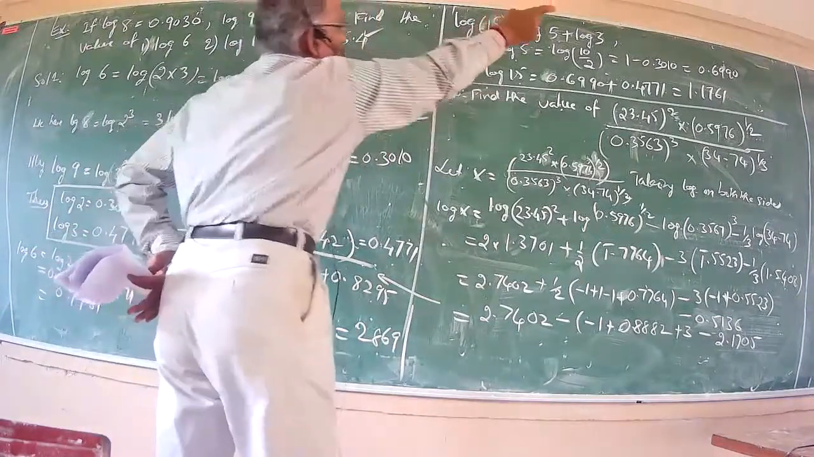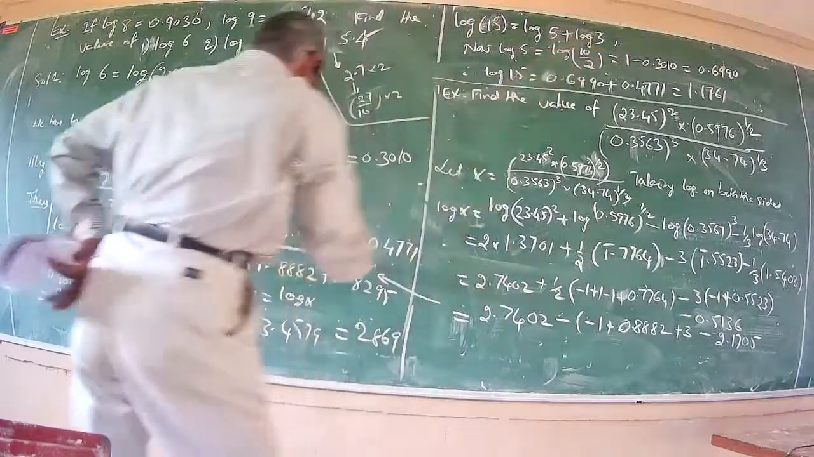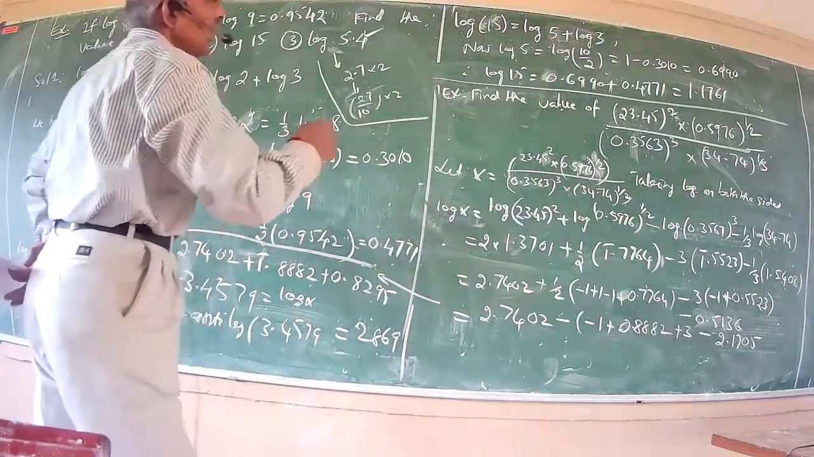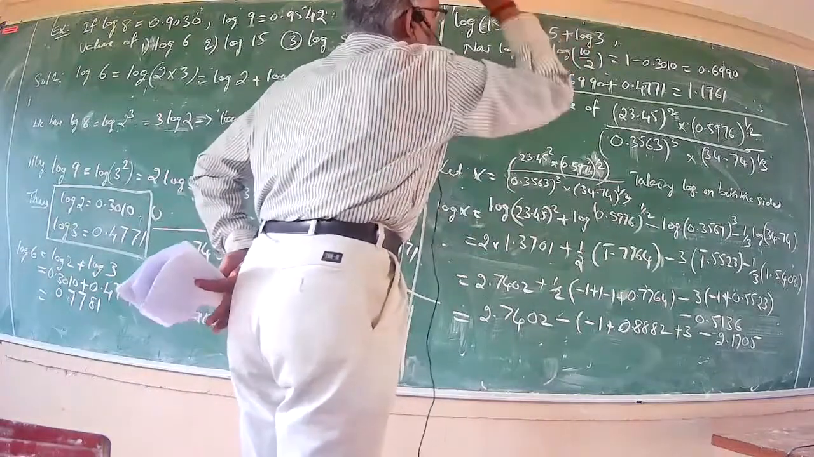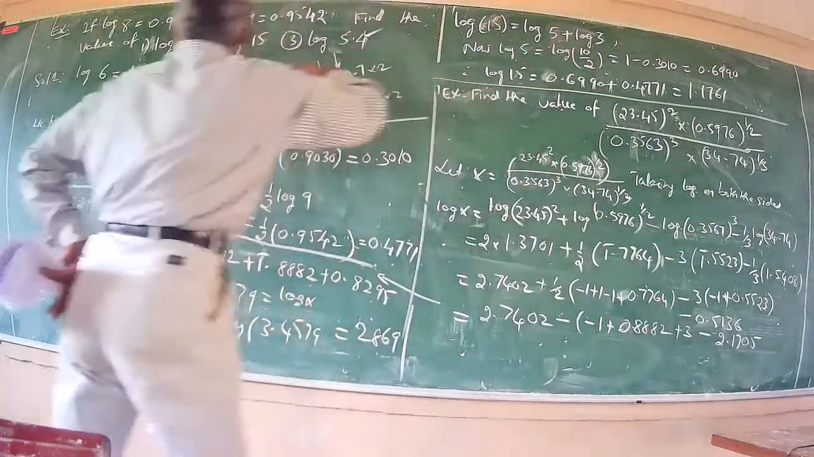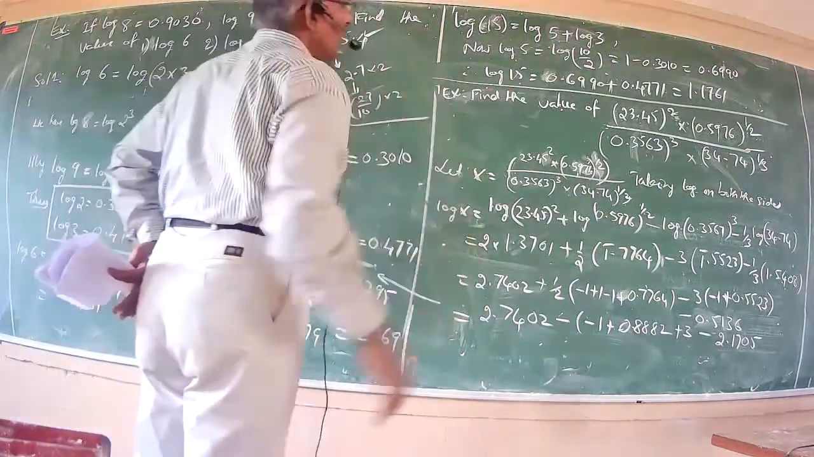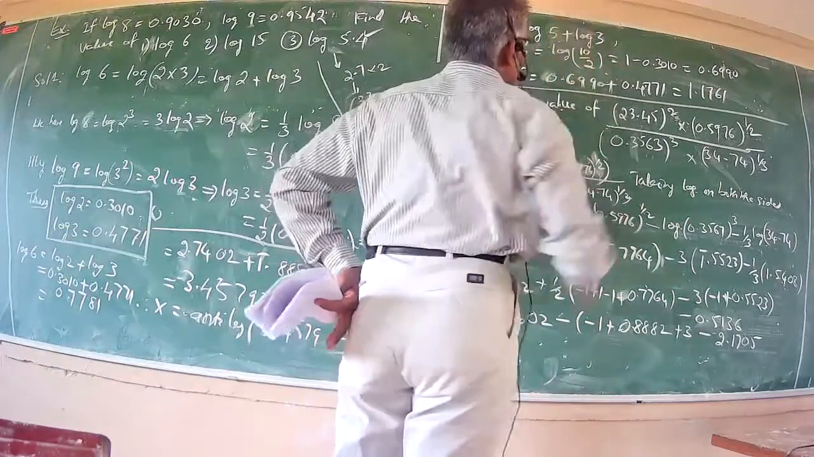So what we do is, log of 5 again. We know log of 3. Log of 3 is already given, no problem. Then log of 5. The only problem is to find the log of 5. How to find the log of 5? Again, we know the log of 2. So by using 2 and 10, we can write log of 5 equal to 10 divided by 2.